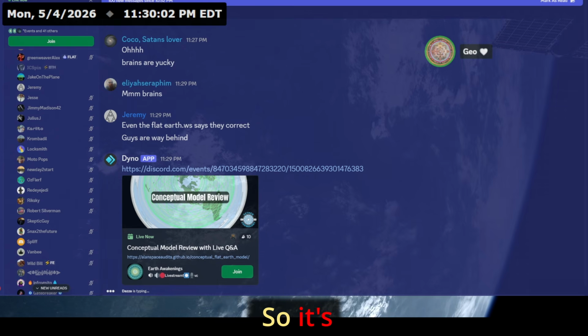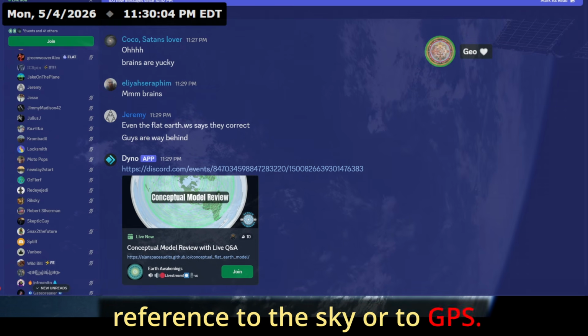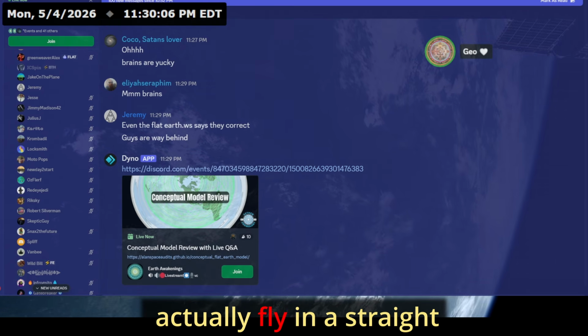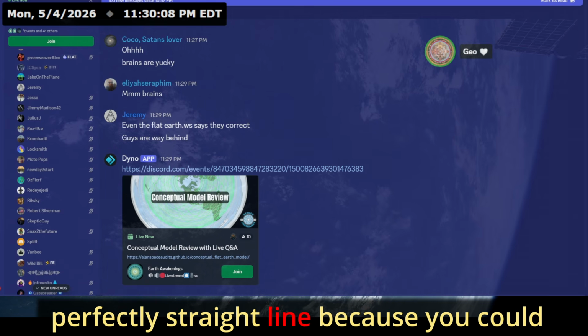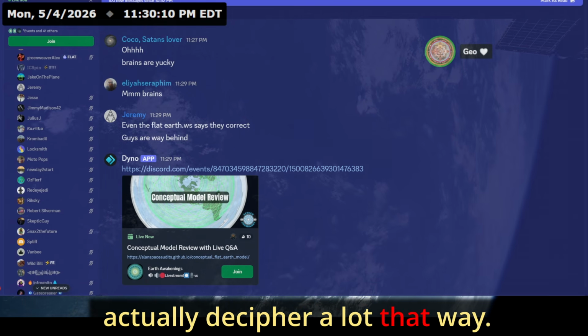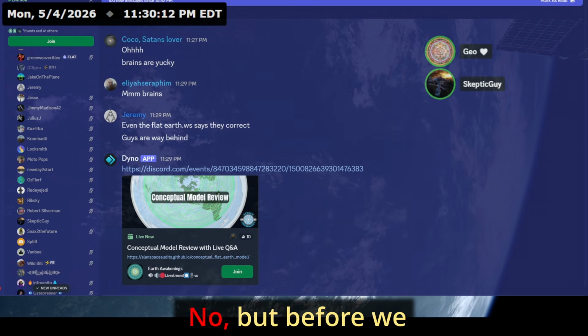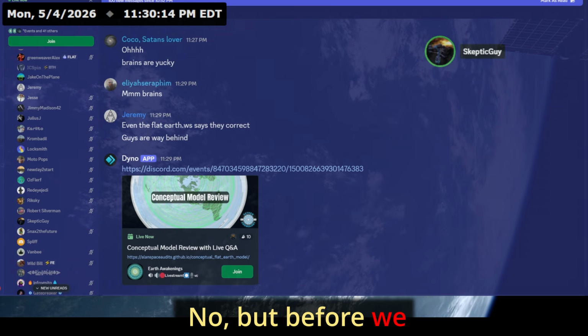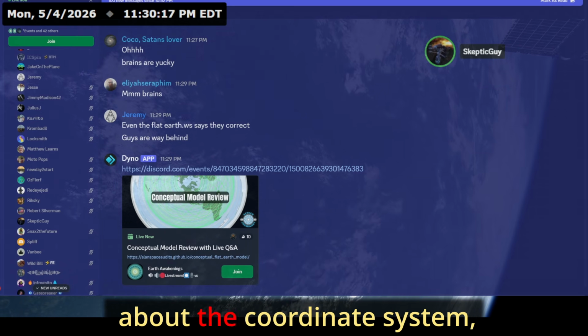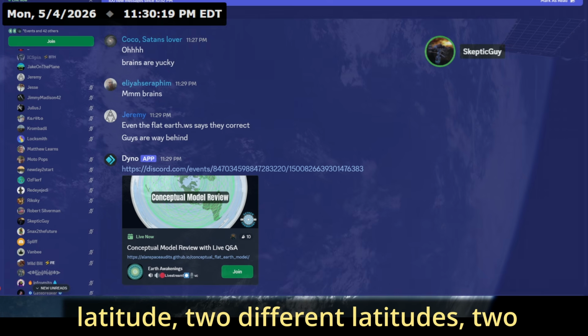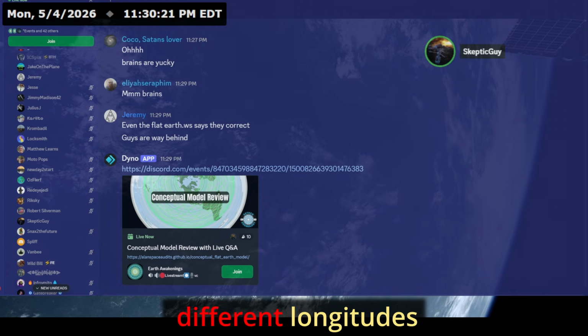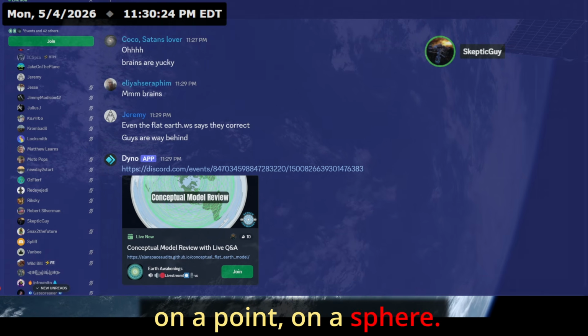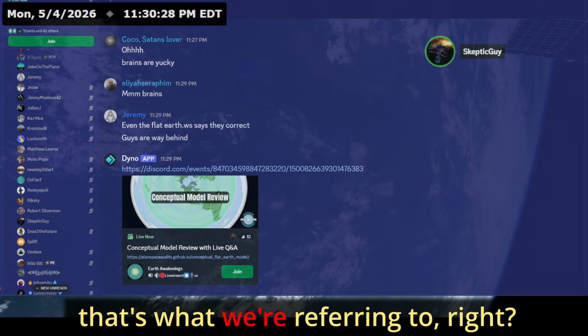Well, yeah, that's the thing. It's always in reference to the sky or to GPS. We were talking about if you could actually fly in a perfectly straight line, because you could decipher a lot that way. Before we start talking about the straight line, we are talking about the coordinate system, two different latitudes, two different longitudes on a point, on a sphere. I know you don't believe in a sphere, but that's what we're referring to, right?